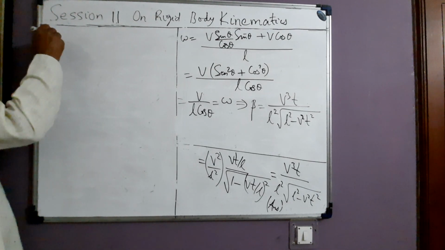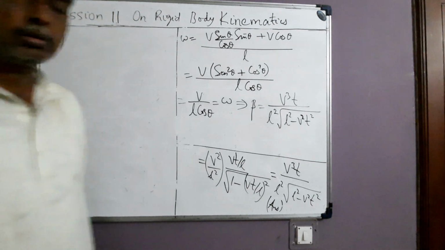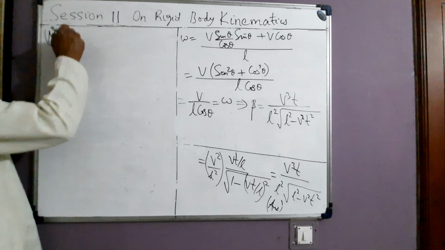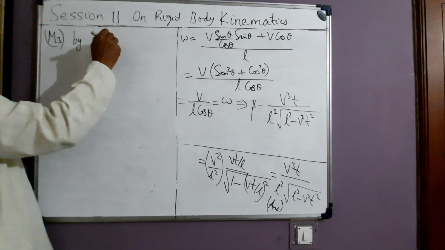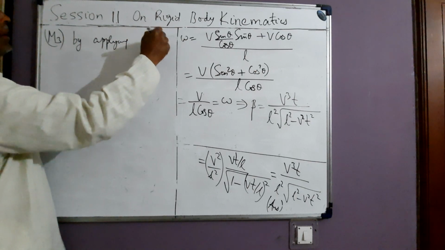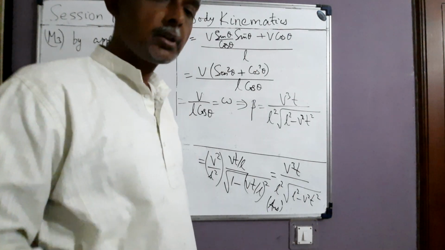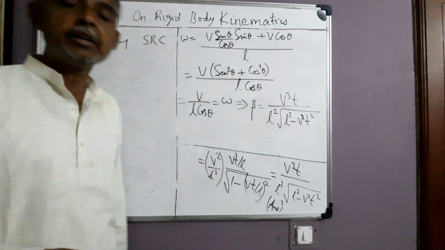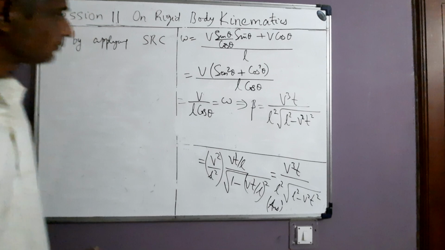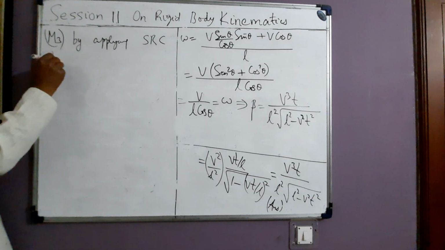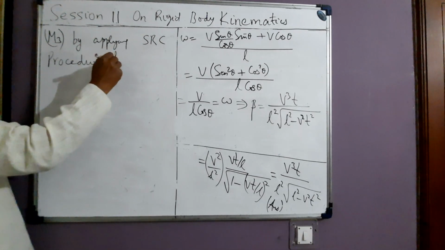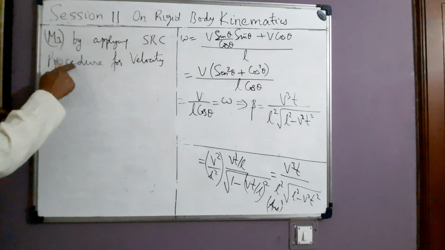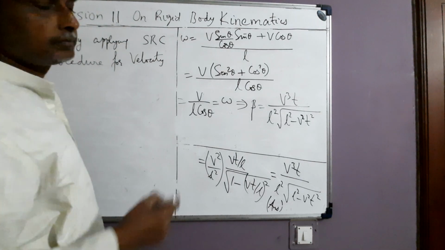Now we discuss this question by method 3. In method 3 we apply the SRC procedure for velocity, whose theory has been discussed fully in the 7th and 8th videos on rigid body kinematics.